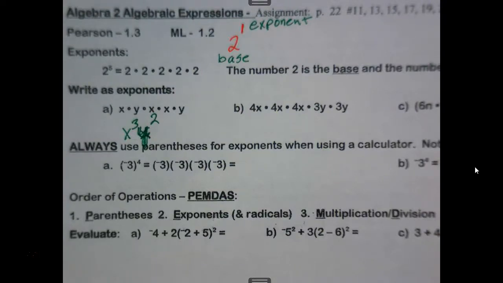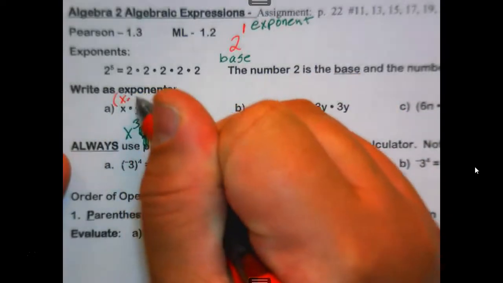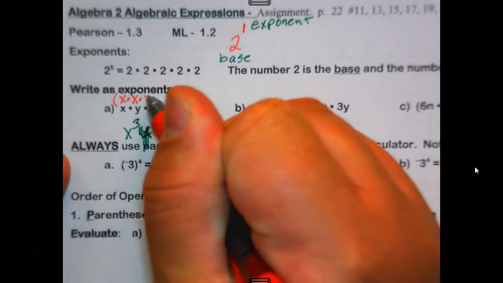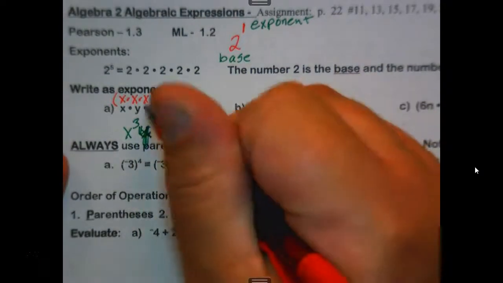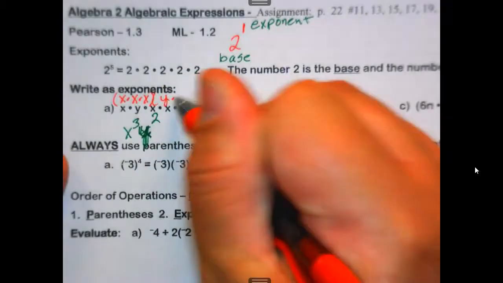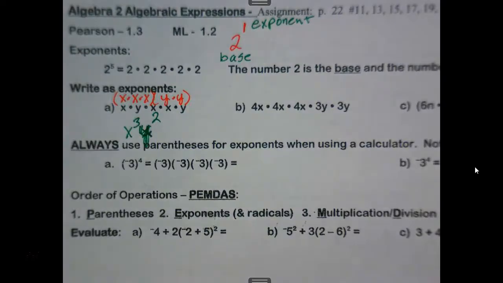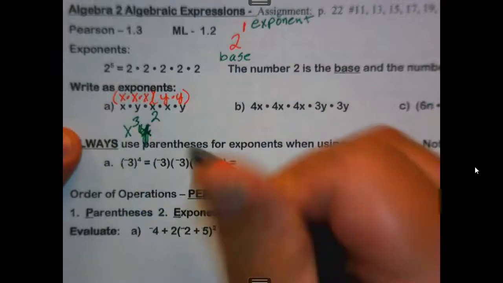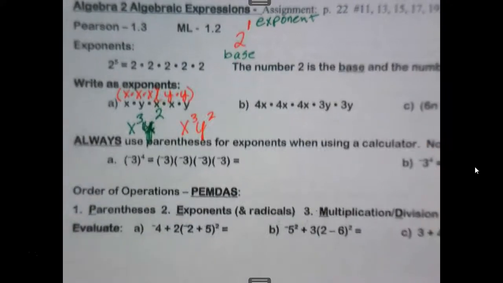Now, this problem's easy. When we get into lengthier problems, it might help you to put the x's together, because this is multiplication and I can change the order by the commutative property. And then I can put the y's together. When we get into longer problems, it could help. I have 3 x's, so x cubed, and 2 y's, so y squared. Makes it a little easier.